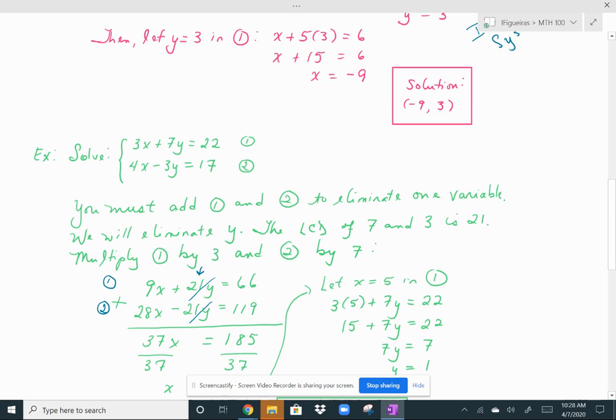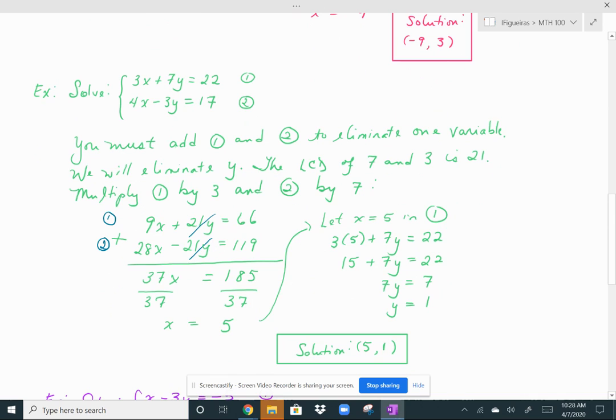So 9x plus 28x is 37x. The y's cancel. 66 plus 119 is 185. Then divide by 37 and you get x is equal to 5.